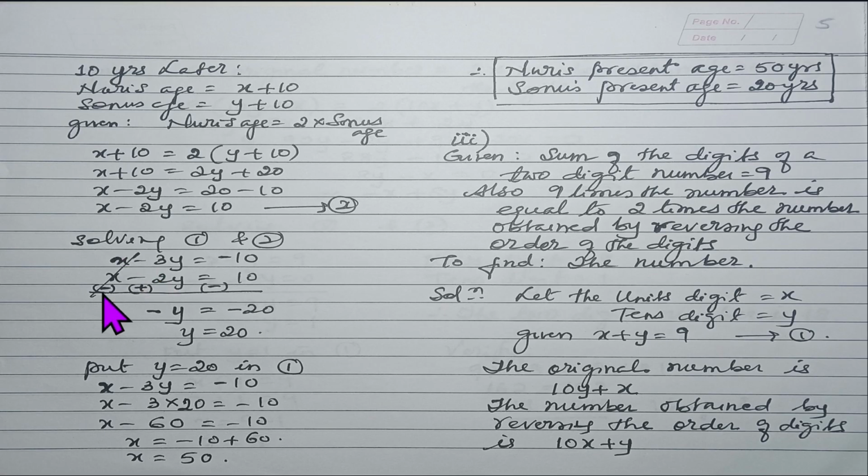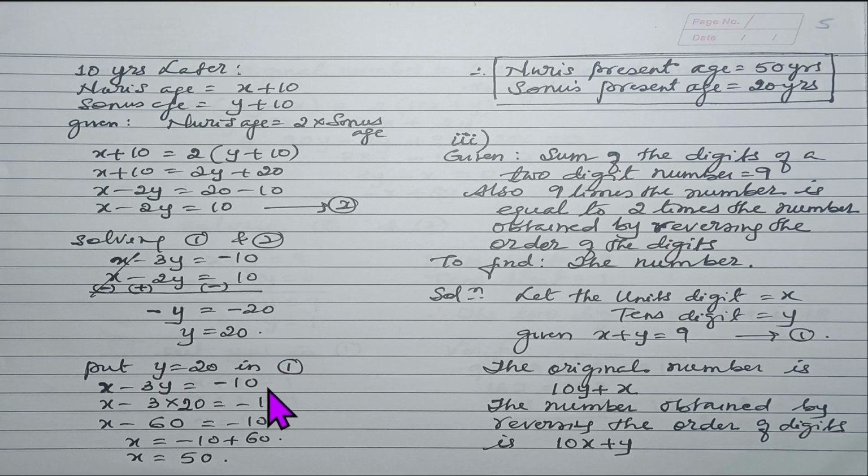So subtract it. x minus x becomes 0, then minus 3y, or minus of minus becomes plus, minus 3y plus 2y, that will be minus y. Minus 10 becomes minus 20 because we are subtracting it. So therefore we got y is equal to 20. So the value of y we got as 20. Now put y is equal to 20 in one of the equations.